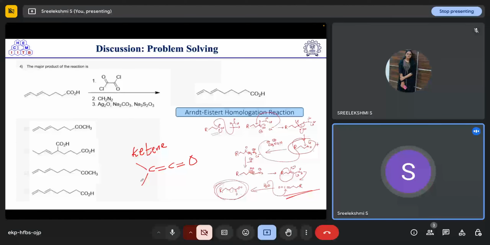I hope the mechanism is clear. So here the carbon number is getting increased, and we are getting the same carboxylic acid as the product but homologated. So the first step is the conversion of carboxylic acid into acid chloride, then converting it into diazo compound, then treating with silver oxide, the enolate formation, and then migration is happening to get the homologated product.